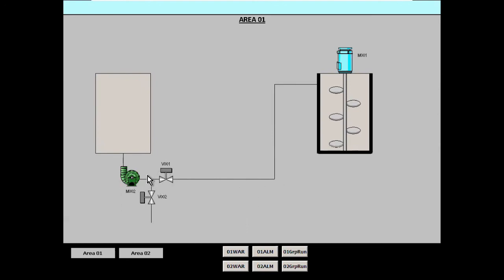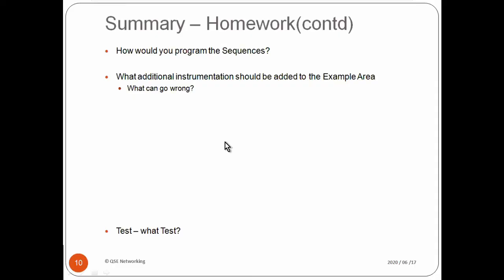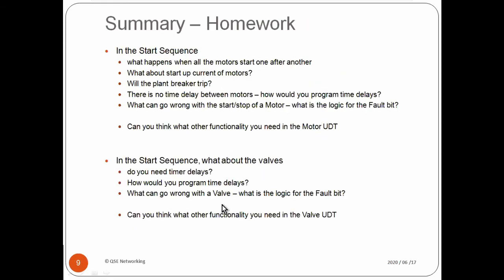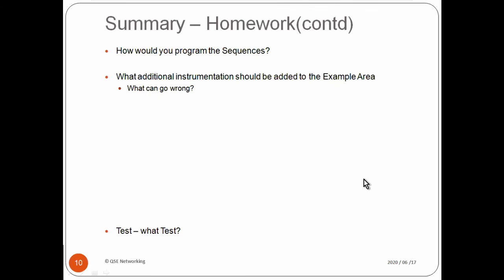Maybe you want a PID valve here so that it controls the flow. There are lots of options, but that is just one little plant, and look at all the options we could have. What other things could you think of? So you can go and start to program your sequence. You can go and start to think of how to program the fault in a drive function block, and so on. What other functionality? And there we go. That is what we have.